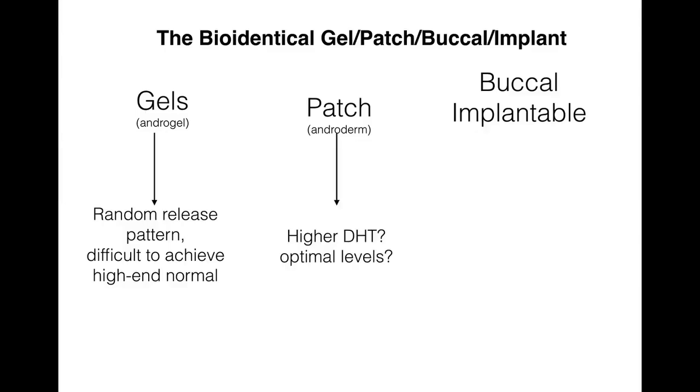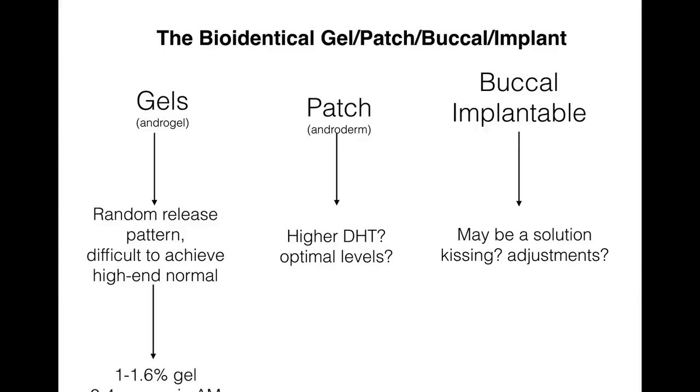The patches, because they are on the skin, the buccal implants and the body implants can definitely be a solution, but we have to consider things like kissing your partner and basically trading testosterone that way. We also need to realize that when we test and then we get a testosterone therapy, we want to retest and adjust. These implantable devices are very difficult to adjust because they're typically put in and left in for 3 to 6 months. And so the gel doses, 1 to 1.6% gels, 2 to 4 pumps in the morning.